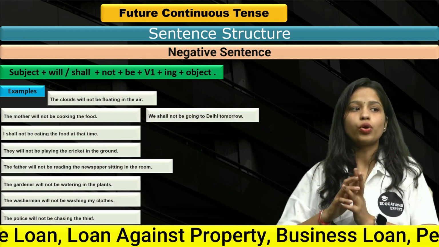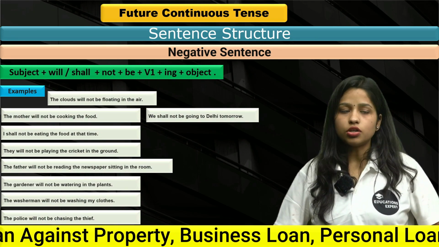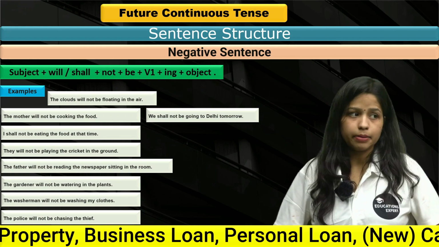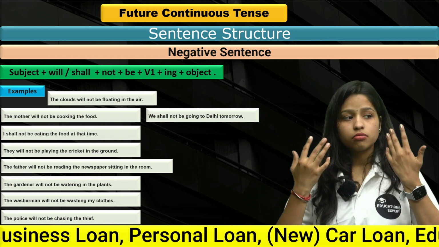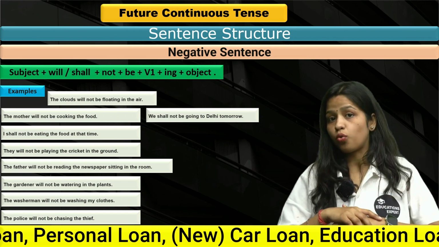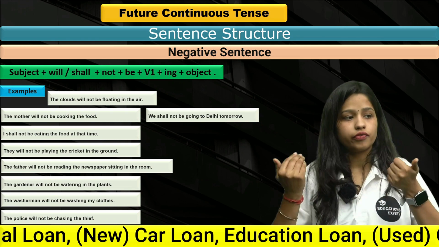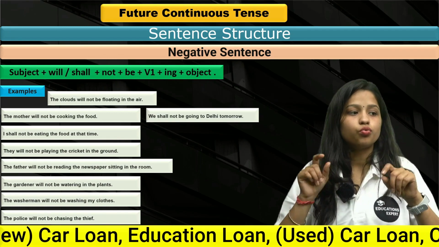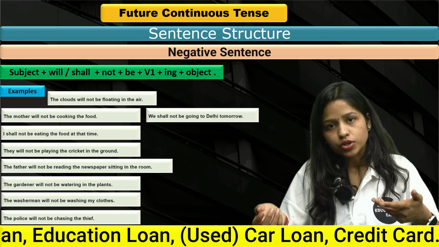The clouds will not be floating in the air. The mother will not be cooking the food. I shall not be eating the food at that time. They will not be playing cricket in the ground. My father will not be reading the newspaper sitting in the room. The gardener will not be watering the plants. See, the gardener, subject. Will, auxiliary verb. Not, for negative sentences. Be, again with the rule. Water, V1, ing, plus object, the plants.